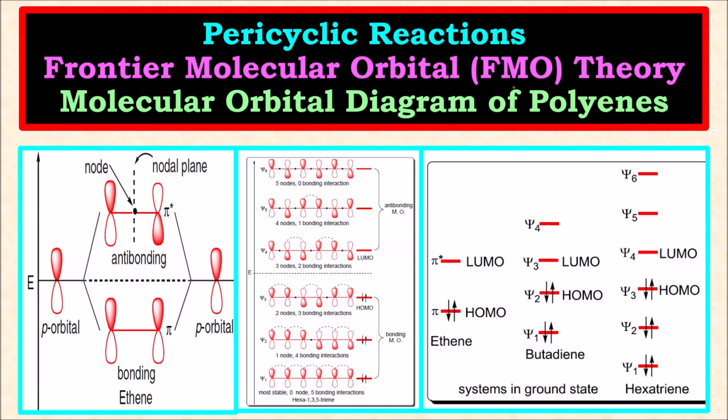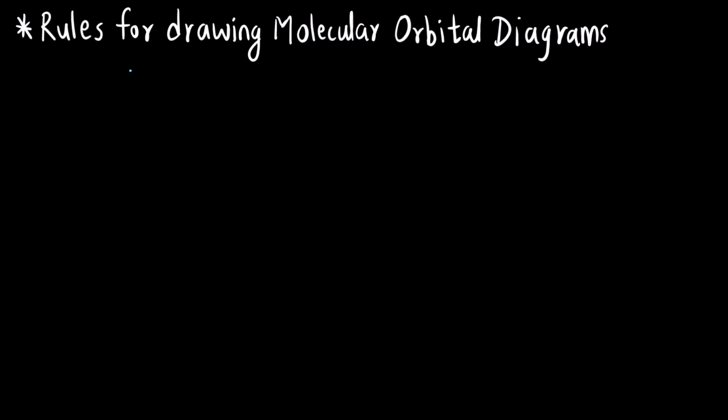It is important to understand this FMO theory first, and then we will see its application in the electrocyclic reaction or cycloaddition reaction, how this theory can be applied. Okay, but before that we must know what exactly this theory is. So there are certain rules for drawing the molecular orbital diagrams.